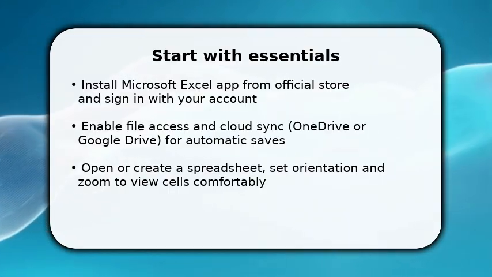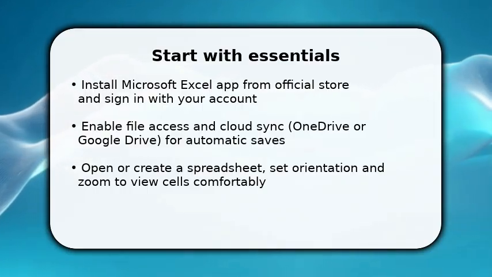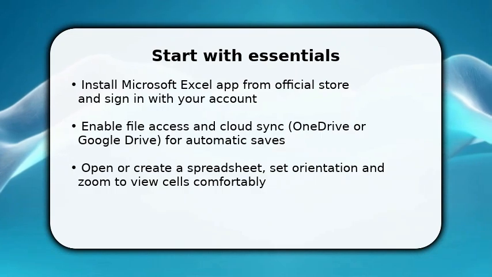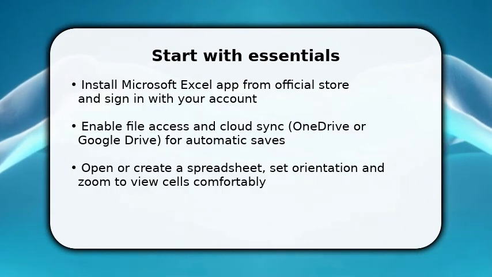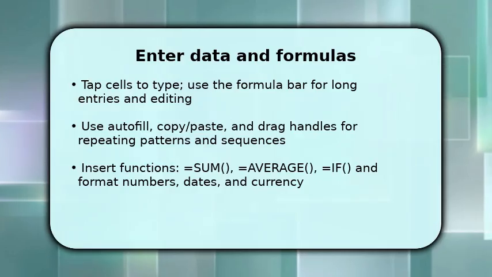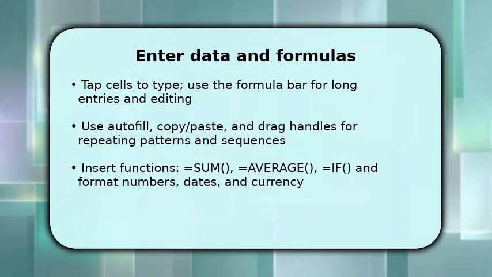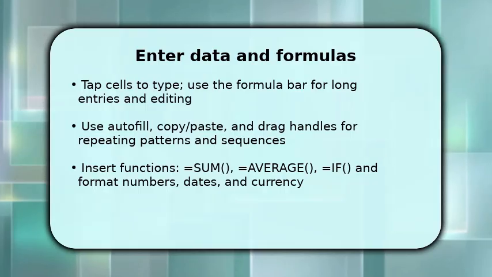Now, create a simple header row and freeze it so headings stay visible while you scroll. You'll enter data by tapping cells and using the formula bar for precision. Once entered, use autofill or the drag handle to repeat patterns quickly. This saves time over manual typing.